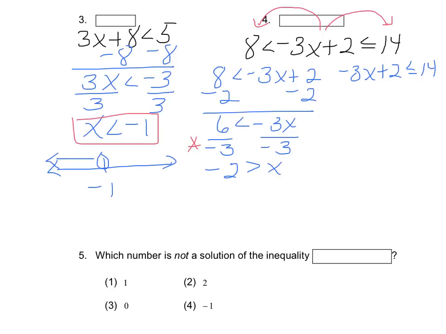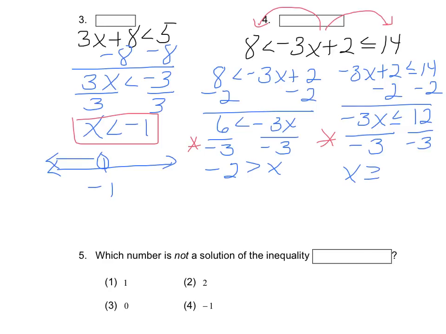So now we're going to solve the guy on the right. We're going to subtract 2 on both sides and get negative 3x is less than or equal to 12. We're going to divide each side by a negative 3. Ooh, we're dividing by a negative. You're right, the symbol's got to flip. So we're going to get x is greater than or equal to negative 4.